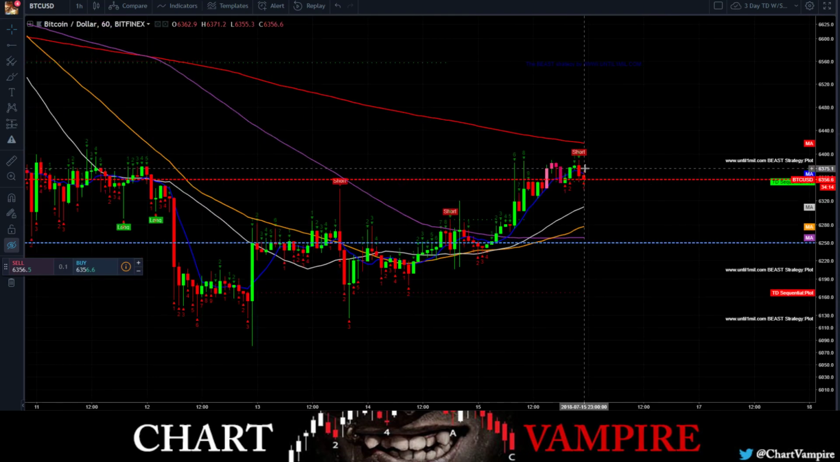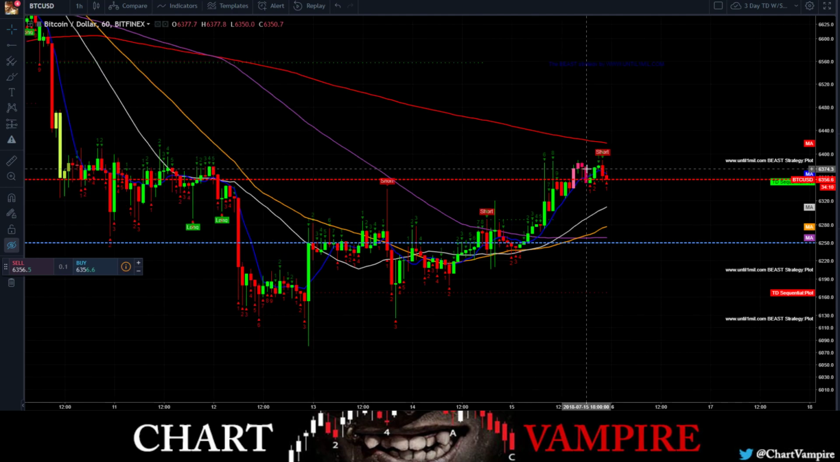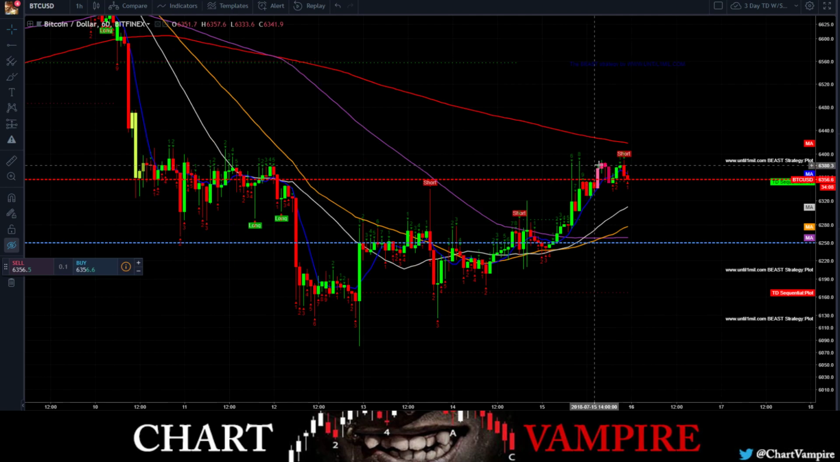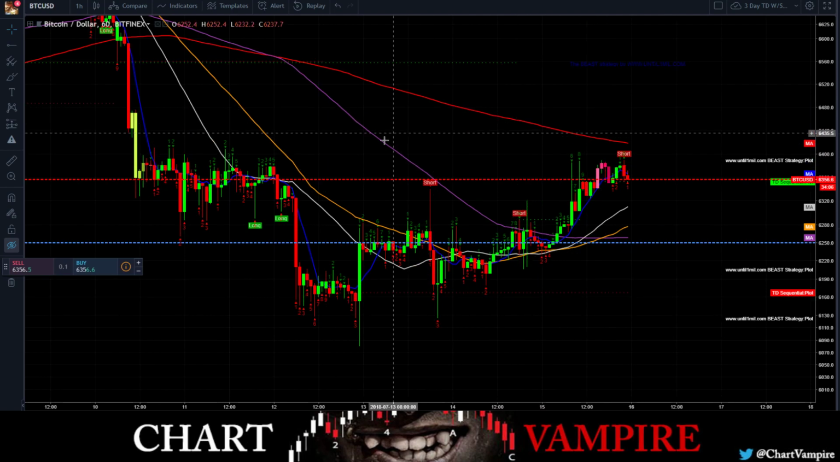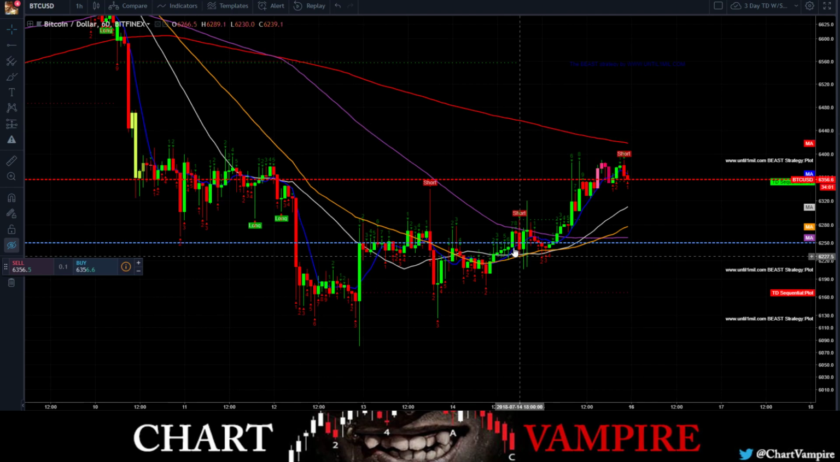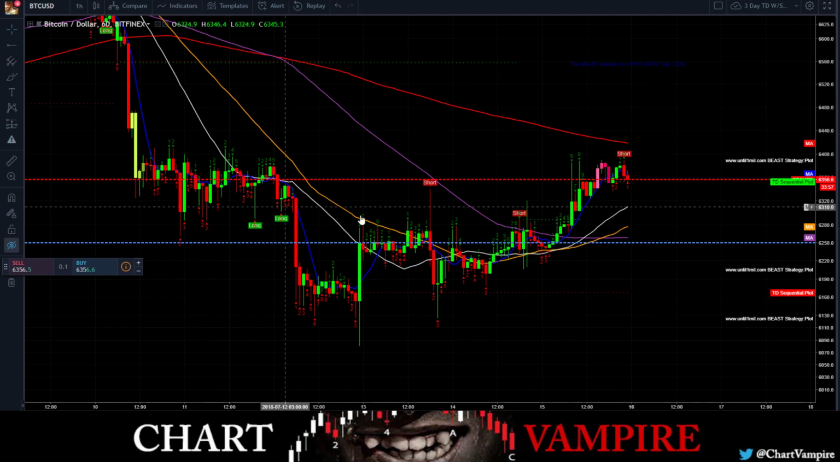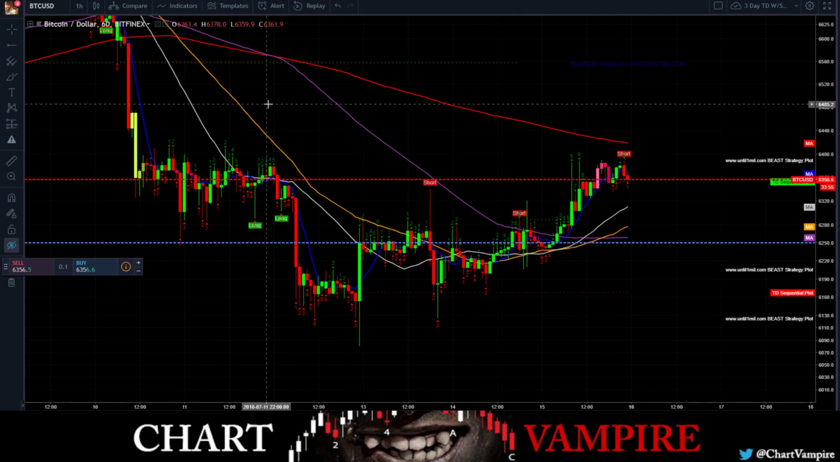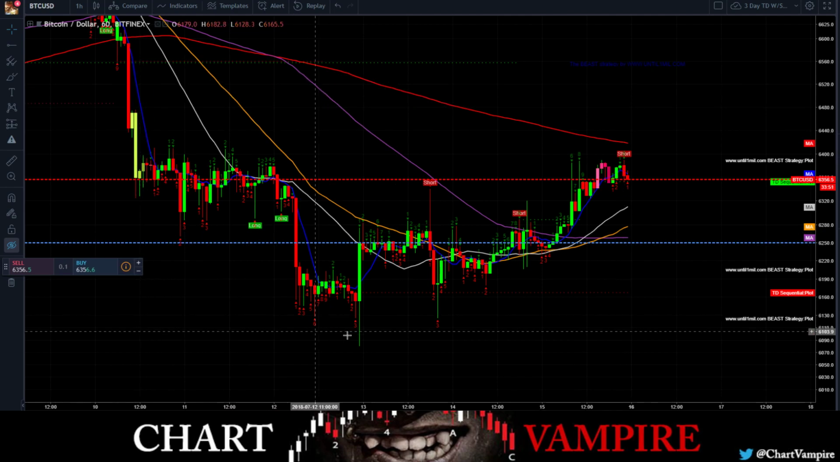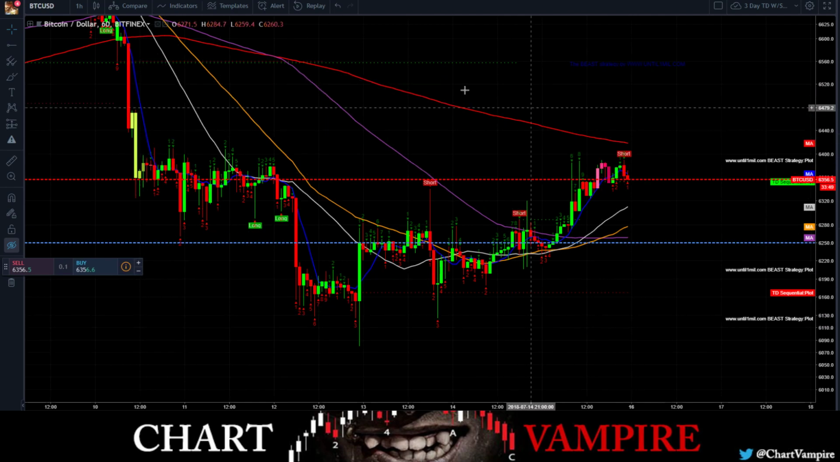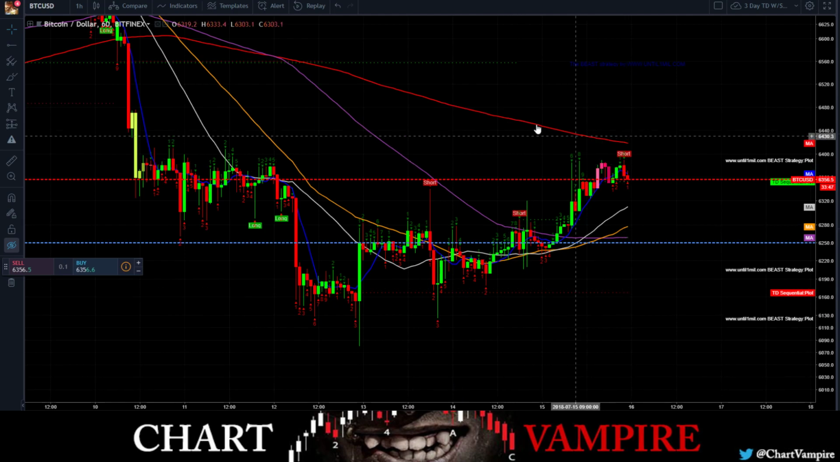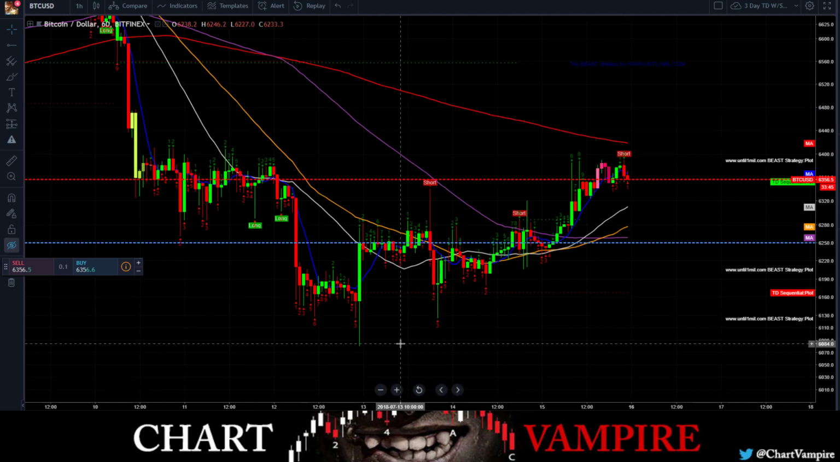Now, in order to play this correctly, you have to understand that nothing is perfect, right? Always the higher MAs, the higher timelines always trump the lower timelines. That's a fact, right? So you can't just play this 1 hour chart and 6 hour chart without understanding and looking at the higher time frames.